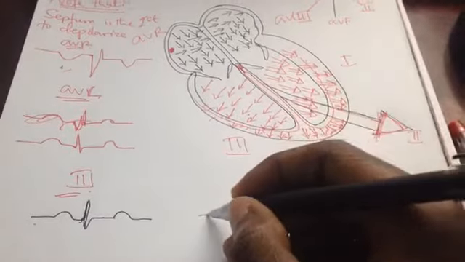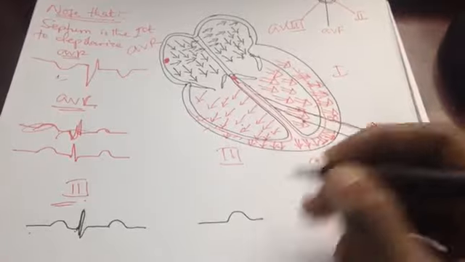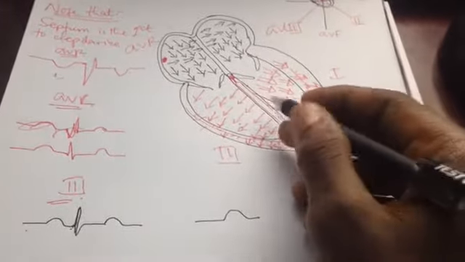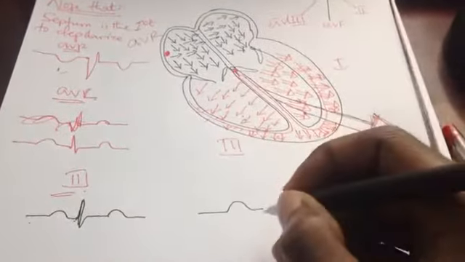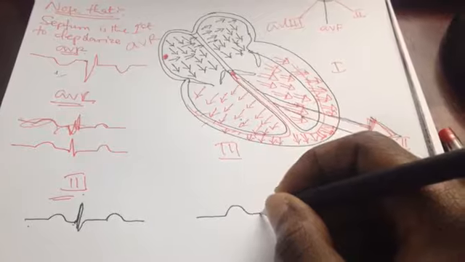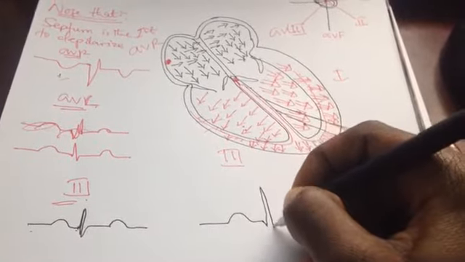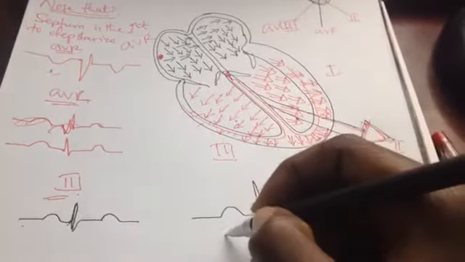So this is its P wave. Then this is the Q wave, which is for the depolarization of the septum, right? The septum is the one that is depolarizing first. So it's going to show a kind of Q wave and a very tall QRS complex, like this. This is for lead 2.